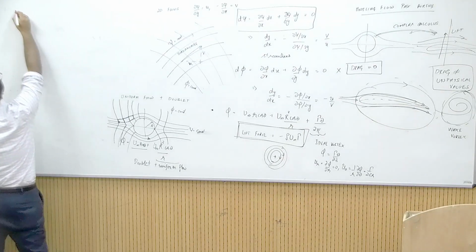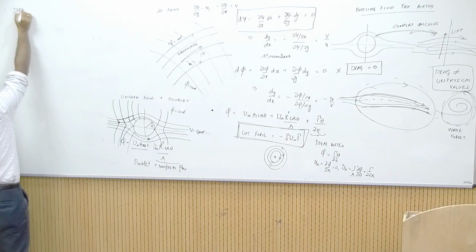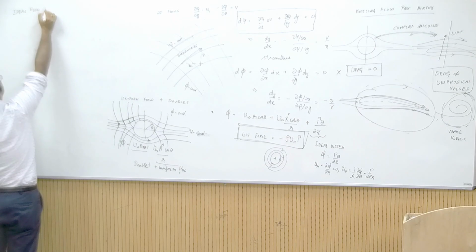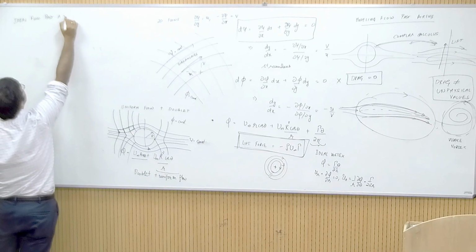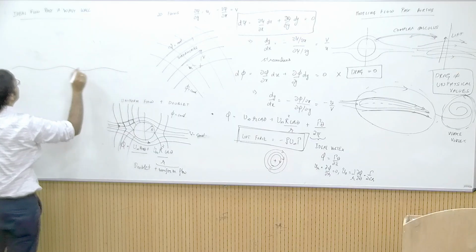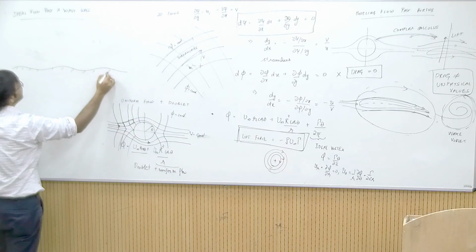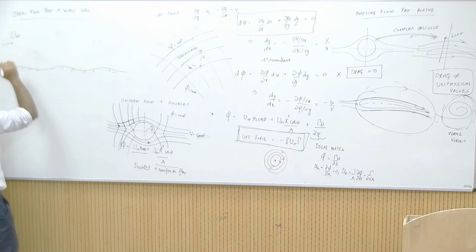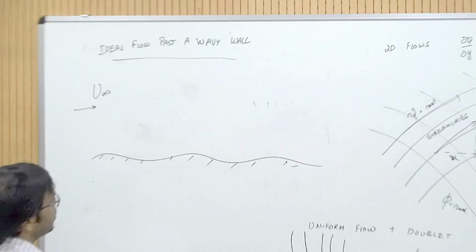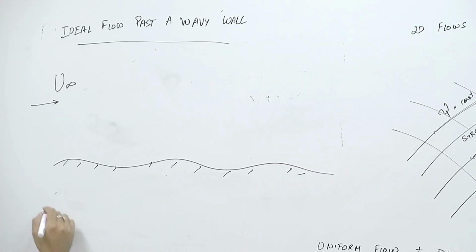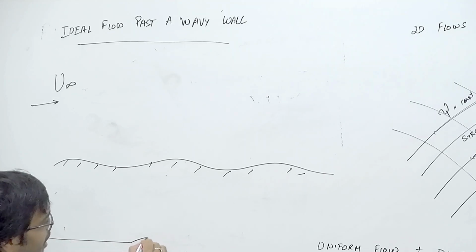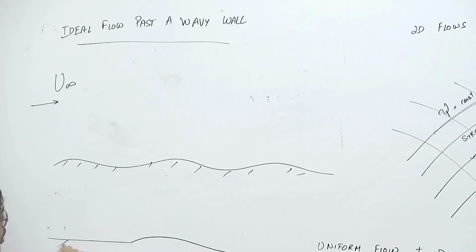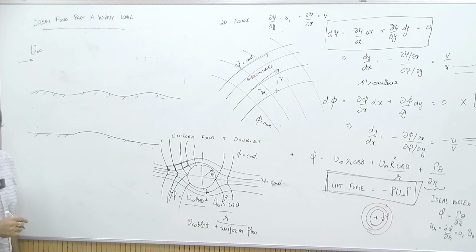So to that end, we look at an ideal flow past a wavy wall. The reason why I'm looking at a wavy wall is because, let us say you have a wall like this and a free stream velocity u infinity grazing past this wavy wall. If I give you flow past some arbitrary shape like this, you can basically decompose this shape into sines and cosines using Fourier transform.